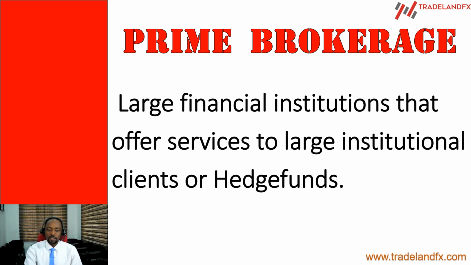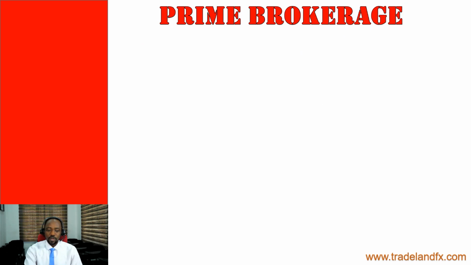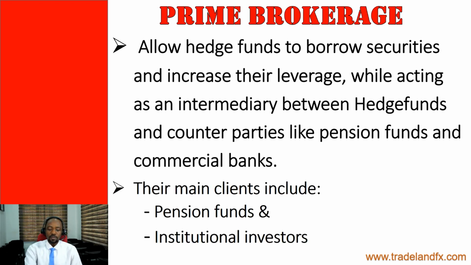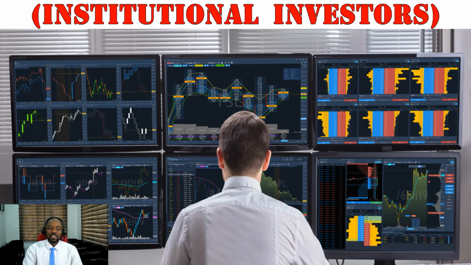Let's look at the next slide here. They allow hedge funds to borrow securities, just as I've said, and increase their leverage while acting as an intermediary between the hedge funds and counterparties like pension funds and commercial banks. So you can see all these we have here are all institutions. They are all institutions, so they have to work with this prime brokerage to facilitate all their transactions. So their main clients are pension funds, institutional investors, just as we've said. All right. Okay, let's look at these institutional investors.